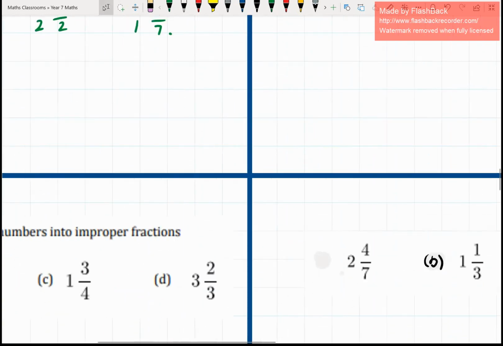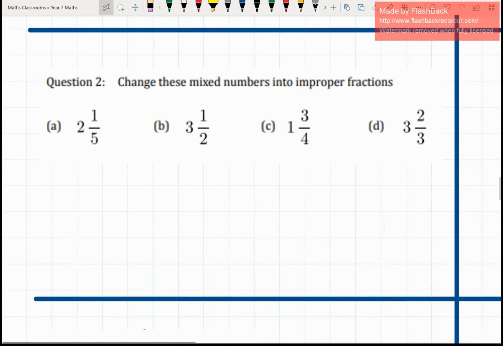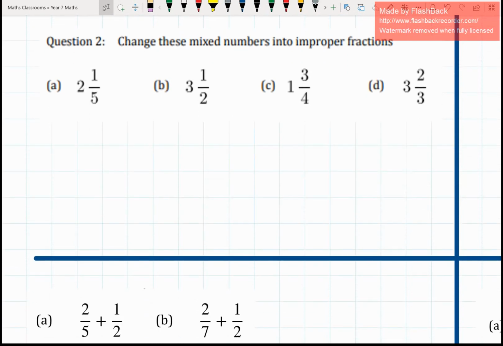Good work. Now we're going to go the opposite way, aren't we? We're going to go the opposite way. So make sure that as we go through, you just take your time to think about what they are for a start. So remember what 2 wholes would be when we talk about fifths.